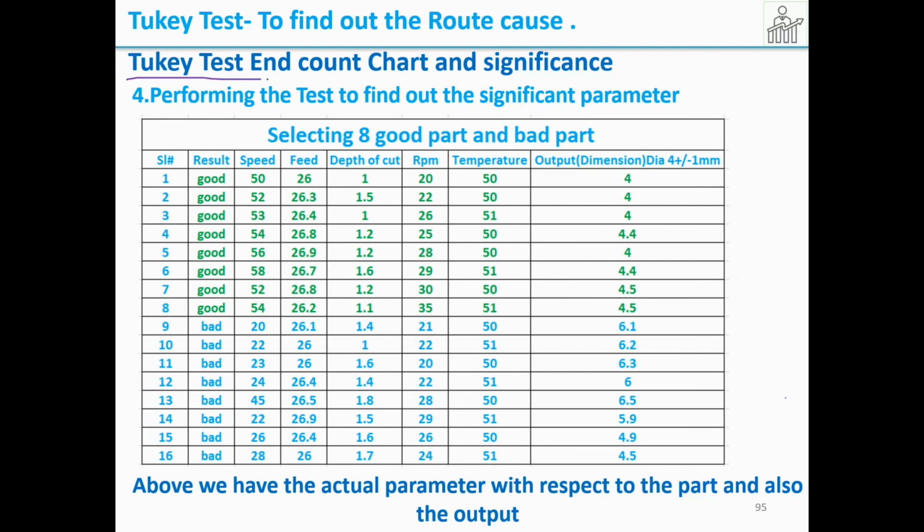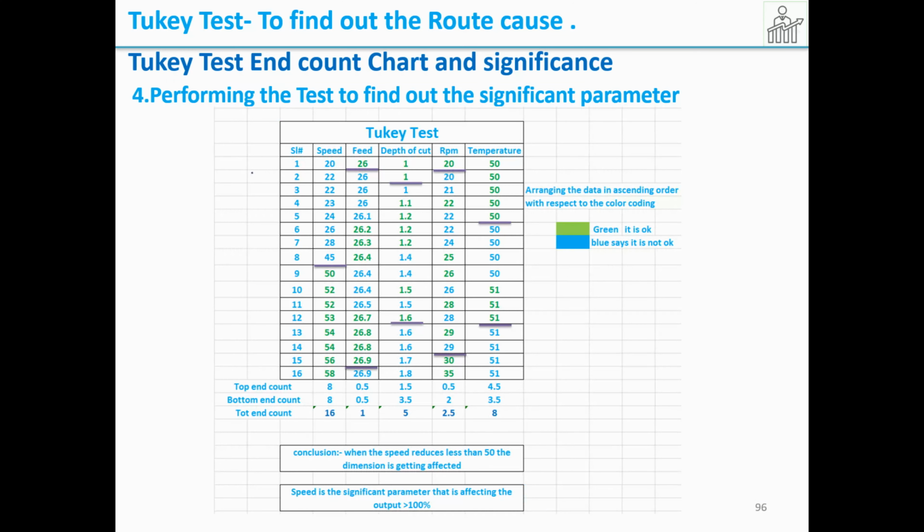Now, two key test n count chart and significance. Performing the test to find out the significant parameter: selecting 8 good parts and 8 bad parts. So now they have collected all the parameters for 8 good parts and 8 bad parts, and also noted the output as a dimension. Above we have the actual parameters with respect to the part and also the output. So now performing the two key test to find out the significant parameter.